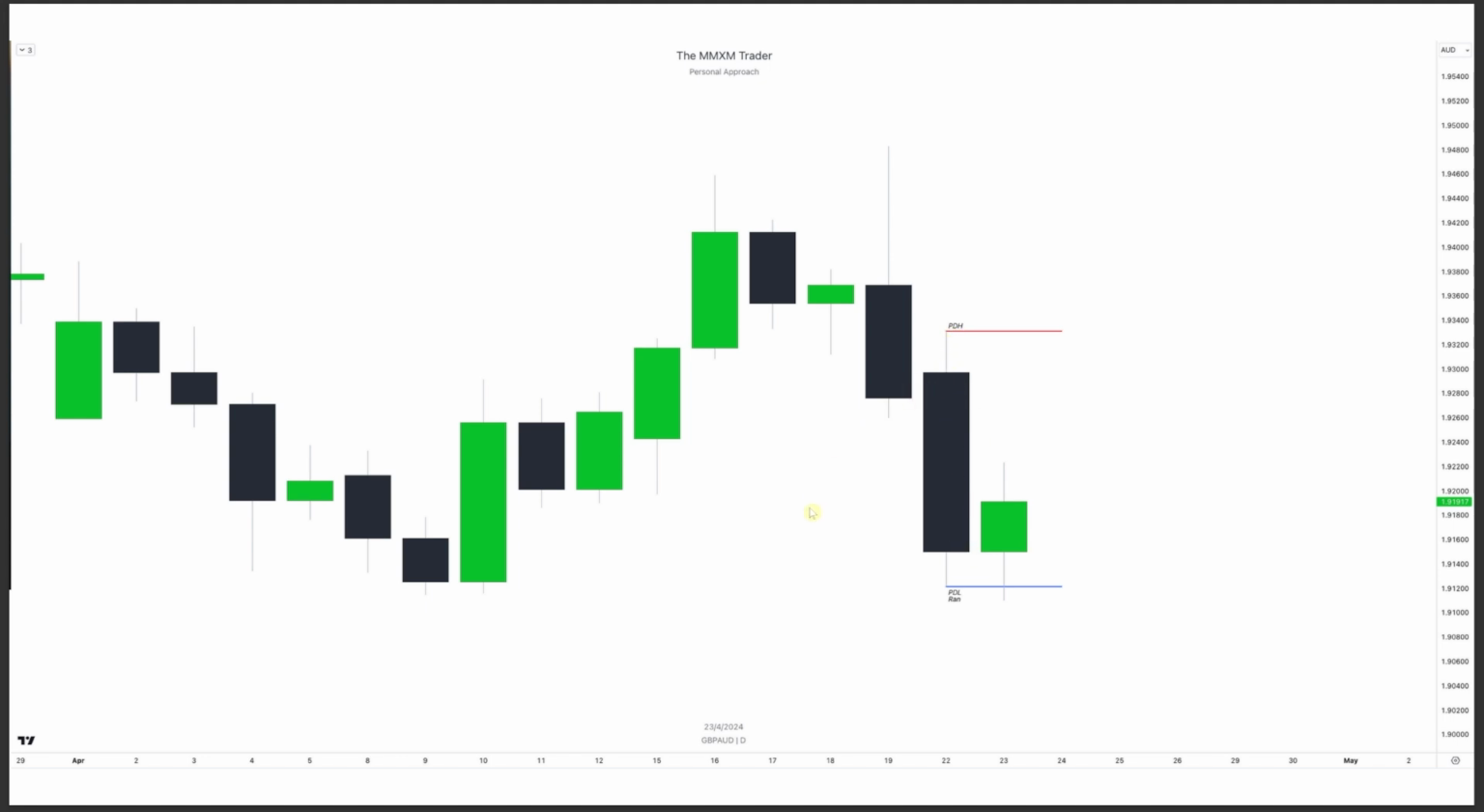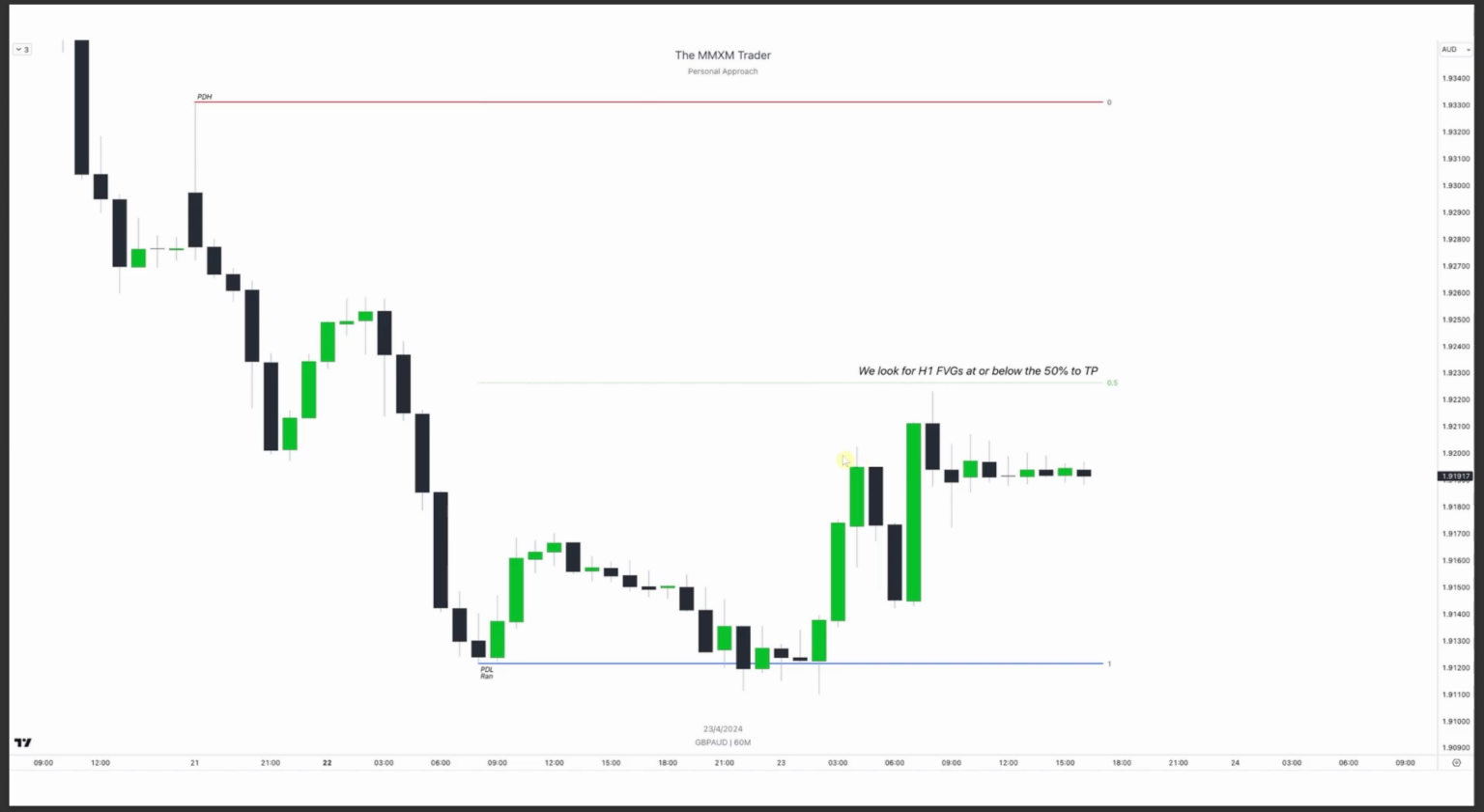for our take profit into internal range liquidity. So if I mark out the 50% level, that's over here in the middle of the candle, and then we'll zoom in onto the 15-minute chart, and we're going to be looking for that 1 hour fair value gap, right? That is the target, and it has to be at or below 50% of the range. And that is where we want to take profit.